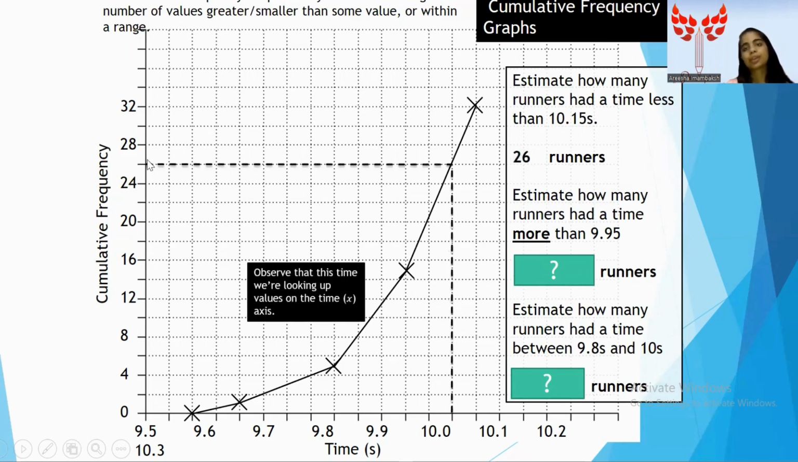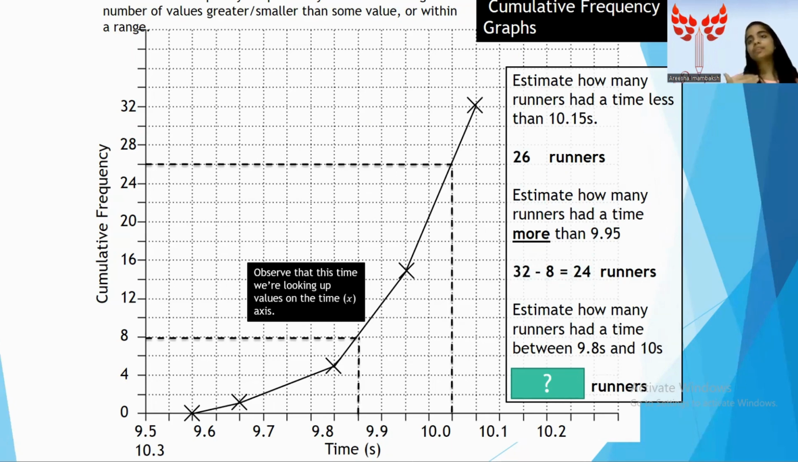26 runners. If it is more than, we haven't taken the values in the sense of more than. We are seeing the values in the sense of less than. Now, what do you have to do? You have to see in the same way, but you have to subtract them from the total. If our table would have been in the way of more than, then we wouldn't have to do that. But here we will have to subtract.